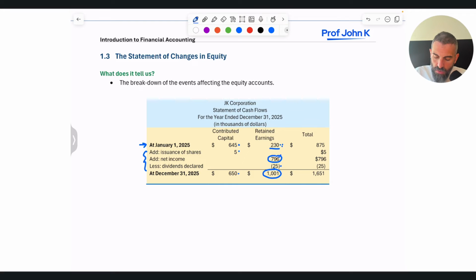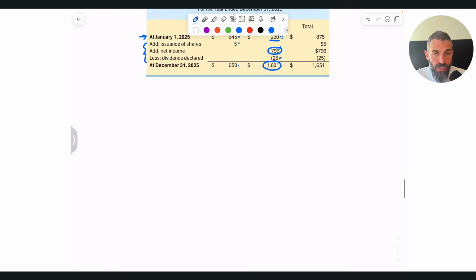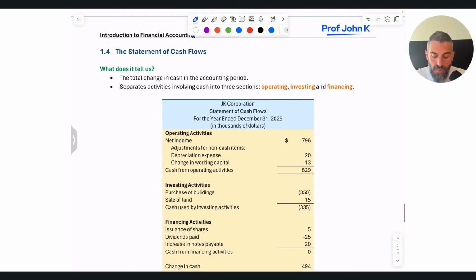Okay, so that's kind of the point of this statement. Really short, it just shows you how those accounts changed over the course of this accounting period. And then you've got the cash flow statement, which is a subject on its own, but we're going to talk about it here briefly.